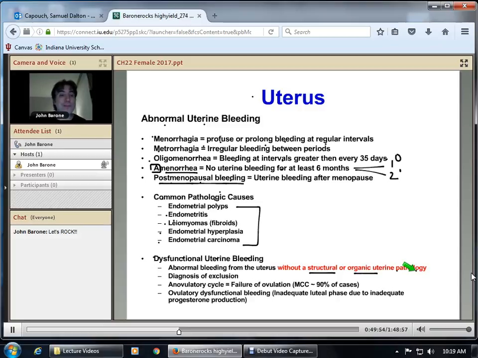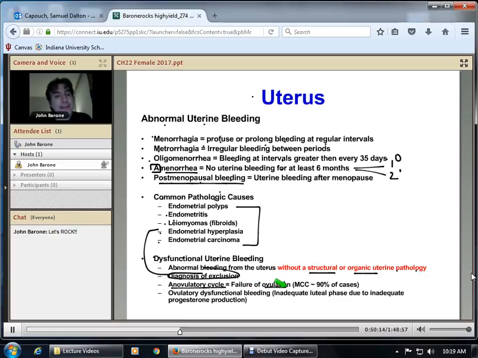Blame it on hormones only if you can't find any other reason. So this is basically a diagnosis of exclusion. If we exclude all this stuff, then we blame it on the hormones. Now, what's an anovulatory cycle? Well, that's when you don't ovulate.